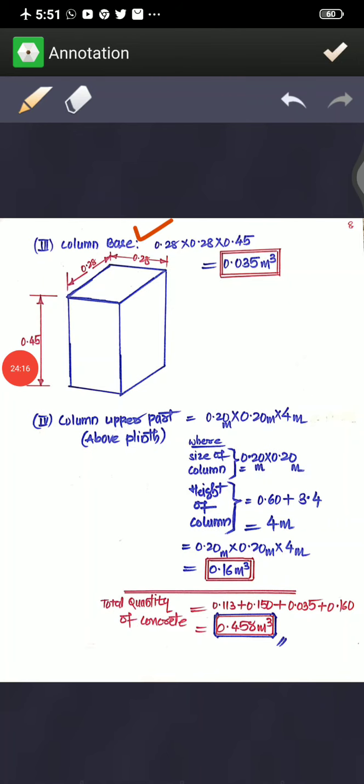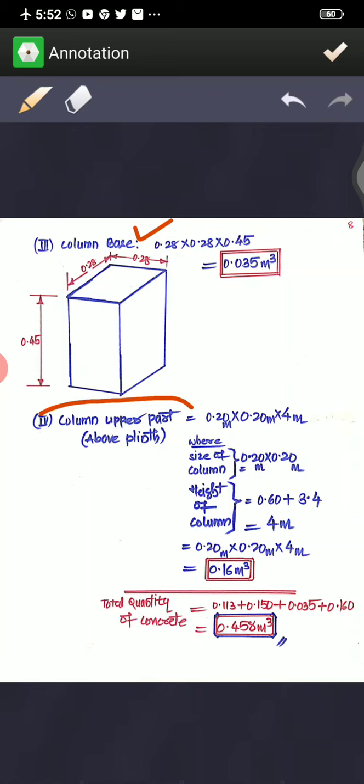Now the column base, the size is 0.28 into 0.28 into 0.45. So the column base is here, you will be having 0.035 meter cube. So these are the main 3 portions of the footing. Now the 4th portion is the total column above the plinth. So that also you have to take.